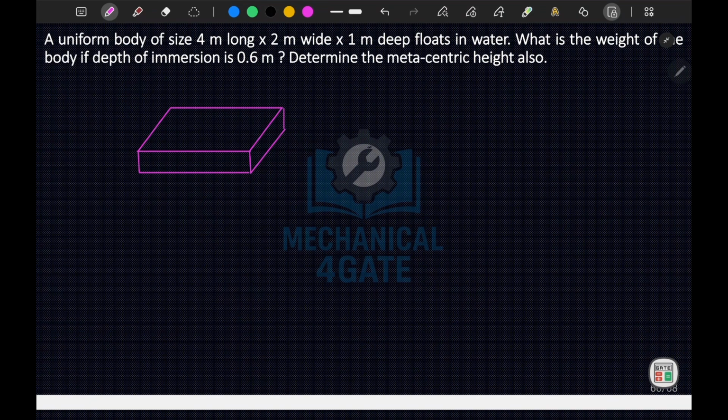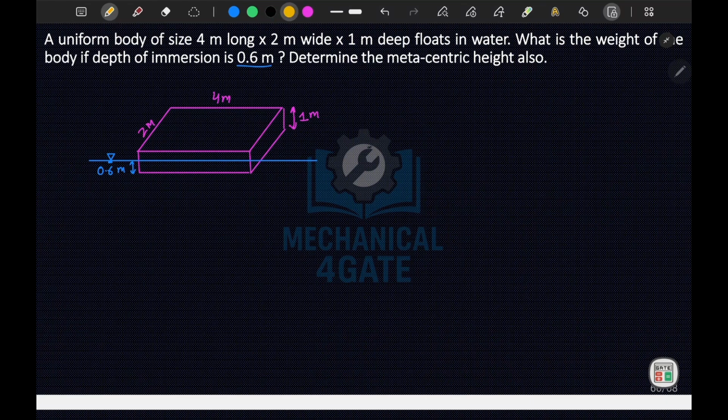Since your depth of immersion is given as 0.6 meter, this is somewhere your water level. This distance is 0.6 meter, and this height here is 1 meter. This distance was 2 meter, and this is your 2 meter. Now it is asked to determine the metacentric height also. So we first have to find the weight of the body.